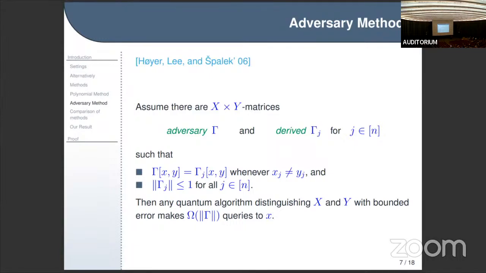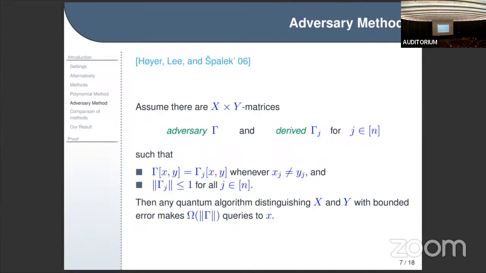In this case, I assume that there is an X times Y matrix. Remember, X and Y were positive and negative inputs, respectively. So there is an adversary matrix gamma, with rows labeled by x and columns labeled by y, and derived matrices gamma_j for each j in [n], where n is the number of input variables. These matrices satisfy two conditions.